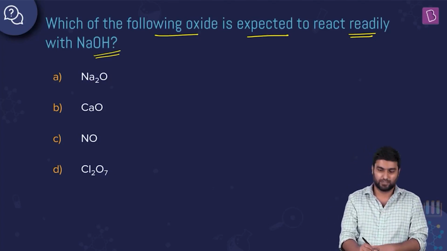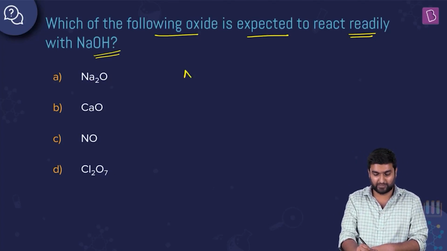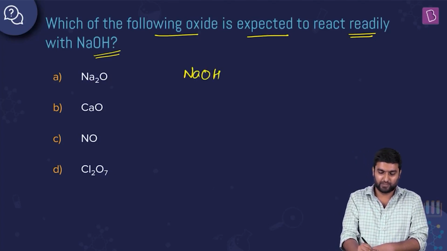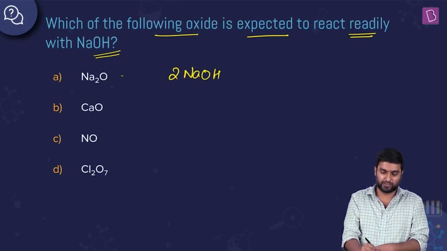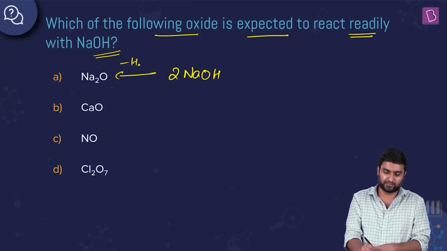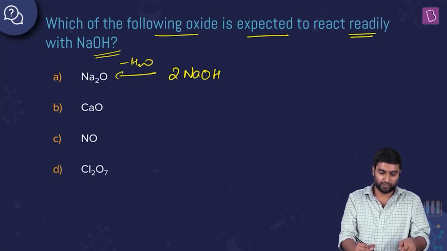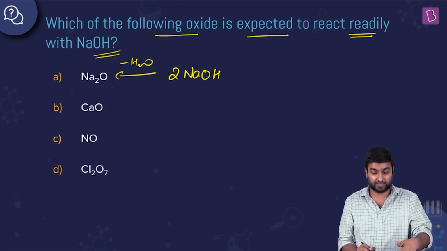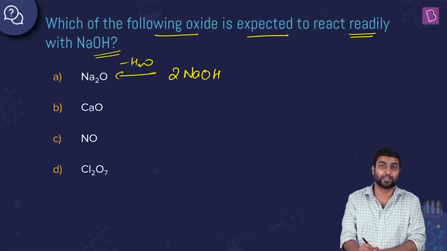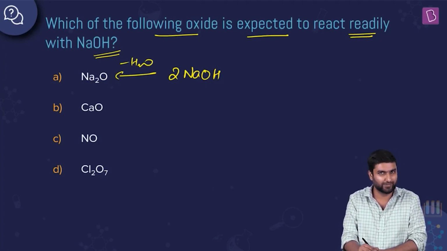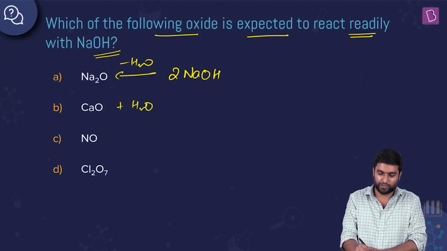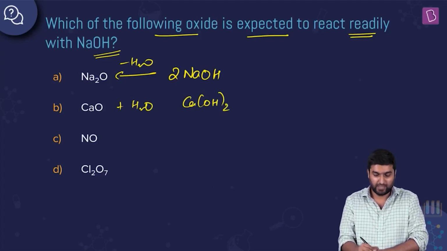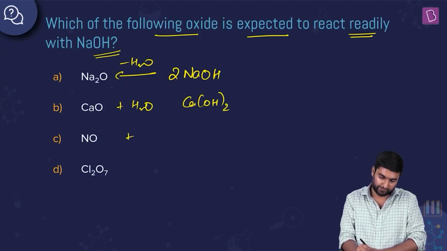So I'll do this the reverse way. You take 2 NaOH and you subtract H2O from it. What do you get? Na2O. Similarly, you add H2O to this thing. What do you have? Ca(OH)2.